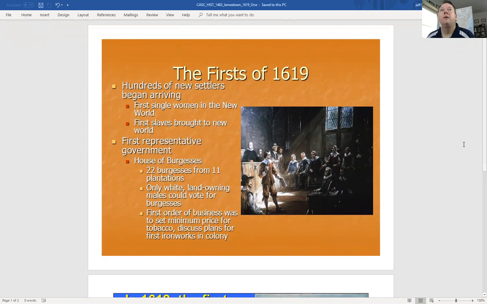The first we left off and we had mentioned the significance of 1619 in Jamestown. Can everybody see that right now? And I think I just mentioned the first significant thing about that year was they changed the name from James Fort to Jamestown in 1619.